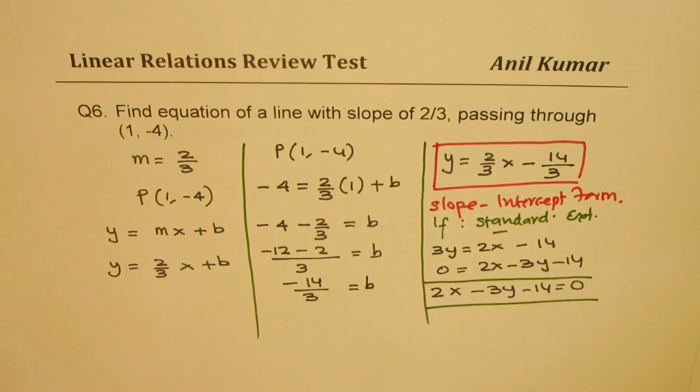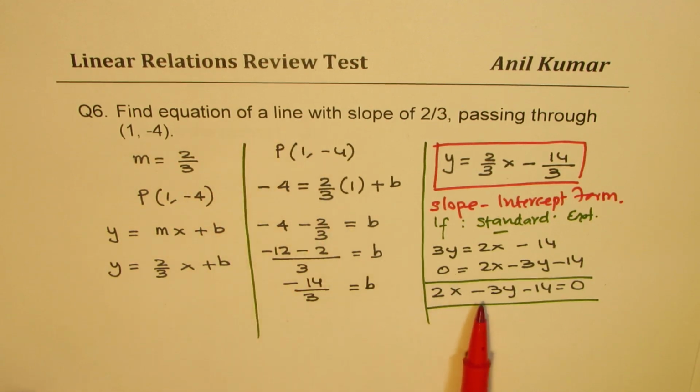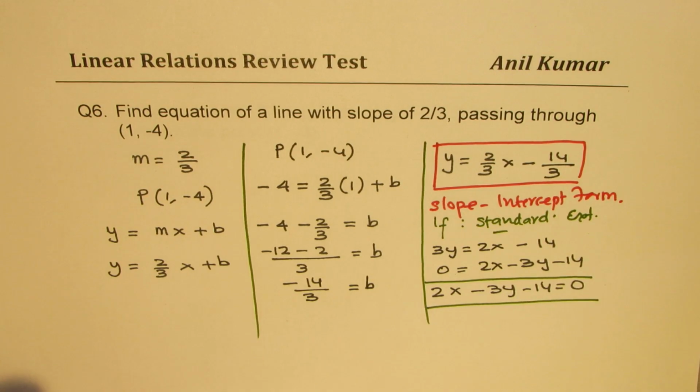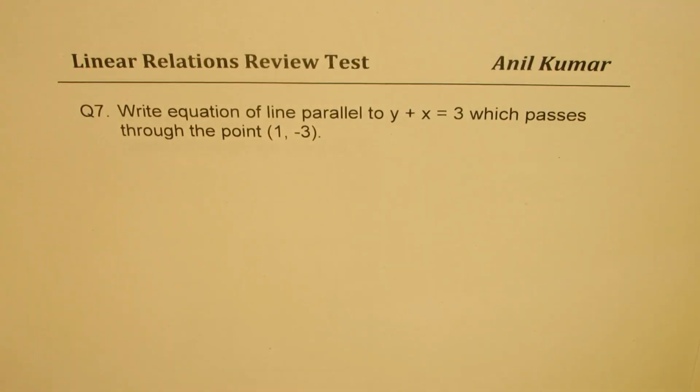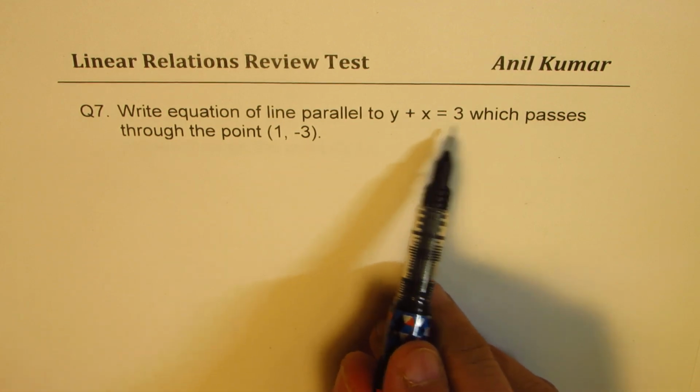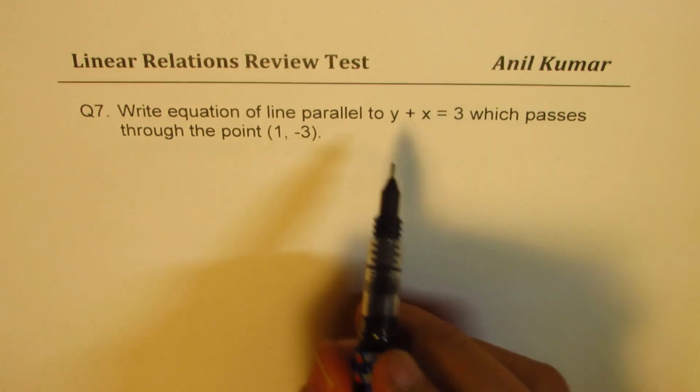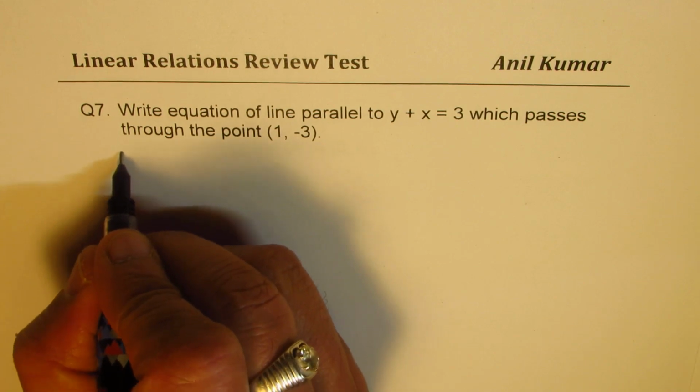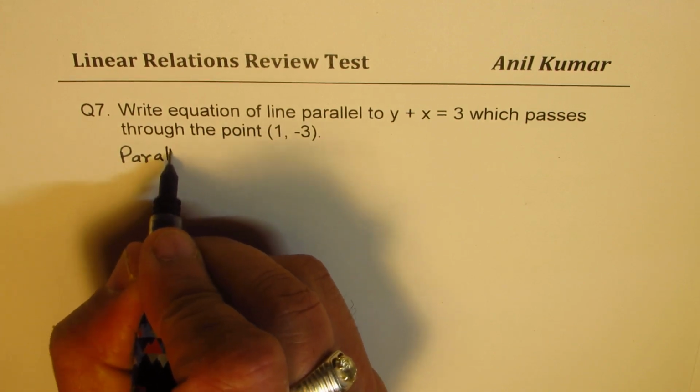But that is not really required. If I mentioned here, write it in standard form, then you have to provide this solution. Is it okay? Now let's take up the next question, which is question number 7. Write the equation of a line parallel to this which passes through a given point. So if it is parallel, lines have the same slope.